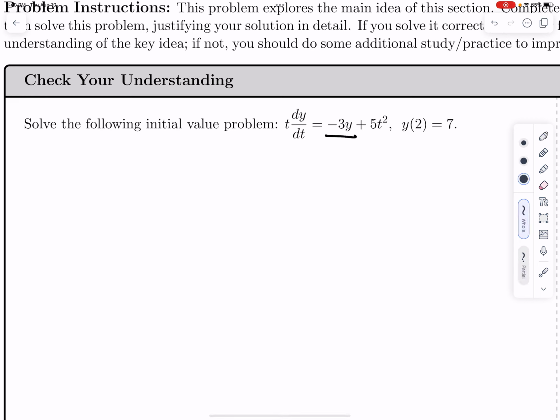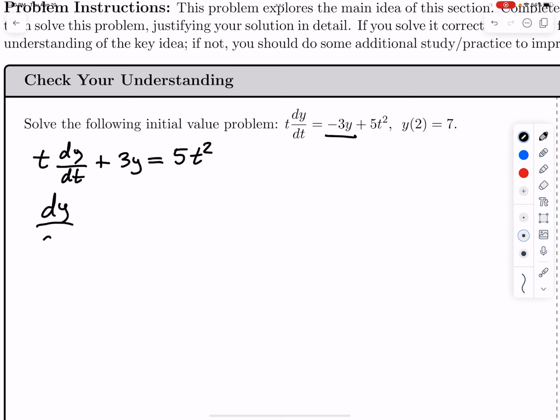So step one, let's add this 3y term to the other side to start putting it into sort of our standard form. So I'm going to have what? t dy/dt plus 3y is equal to 5t squared. I'm going to divide by t to get the dy/dt alone or by itself. And when I divide by t, I'm going to end up with 5t on the right-hand side. That's an easy mistake to make, not to divide the entire equation by t.